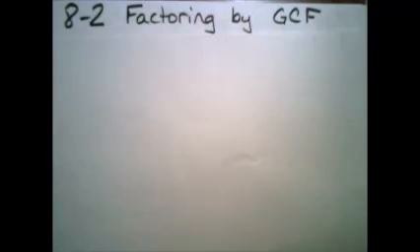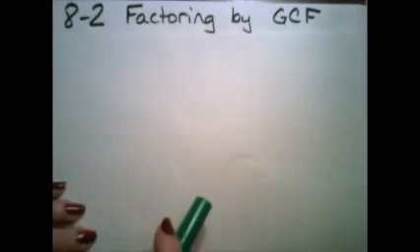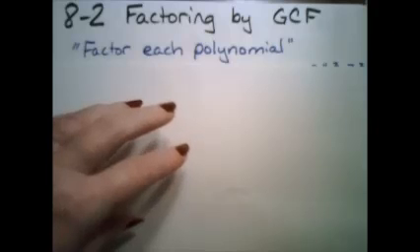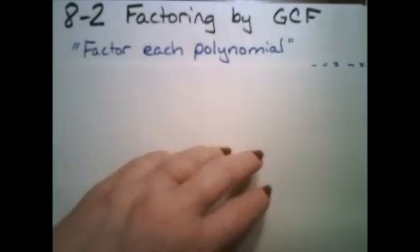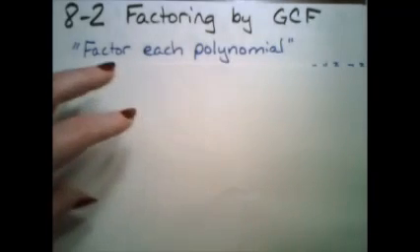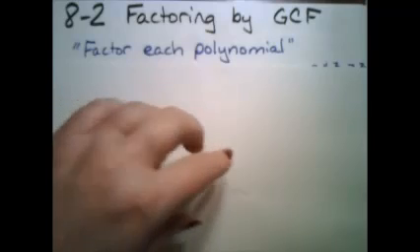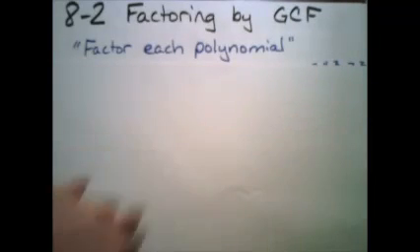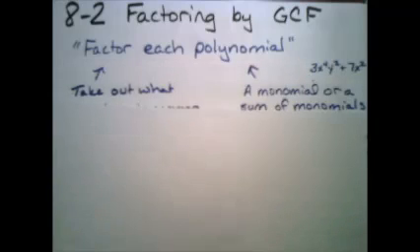Hello and welcome to Chapter 8, Section 2, Factoring by the Greatest Common Factor. Our job this time is going to be to factor each polynomial. Now a polynomial, remember a monomial is one coefficient plus variables. A polynomial is a coefficient and variables plus or minus another coefficient and variables. And that can go on and on however many times you'd like.